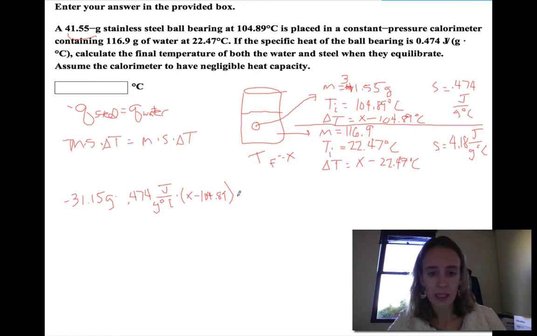And that's equal to the heat absorbed by the water, which we just use that same expression for heat transfer. Mass of water times specific heat of water, 4.18 joules per gram degrees C, times our change in temperature, which is that expression involving X for the final temperature minus the initial temperature.